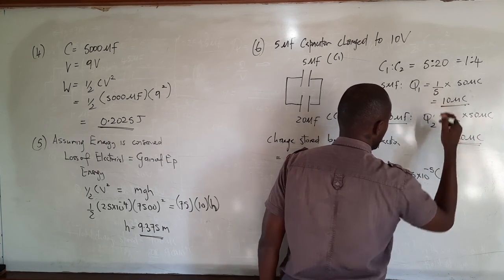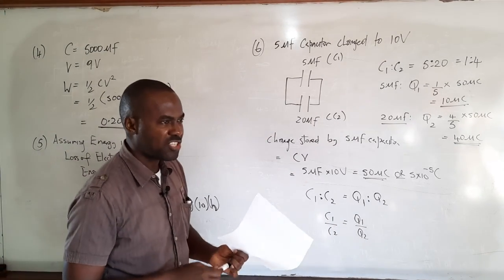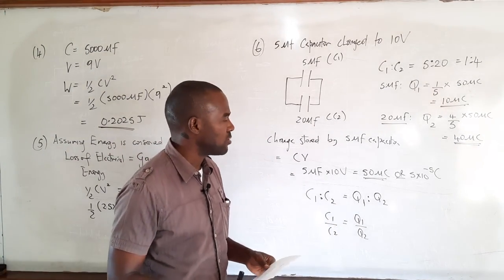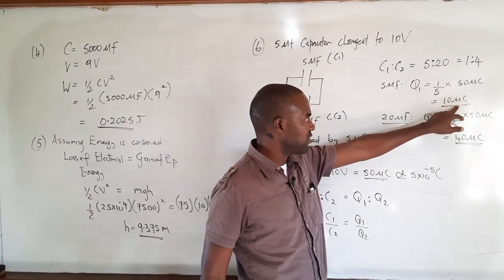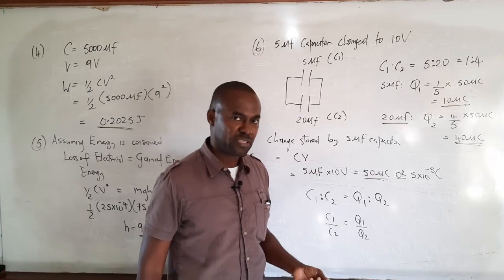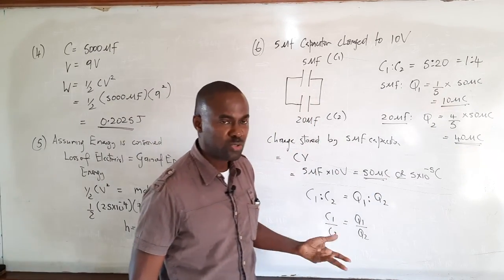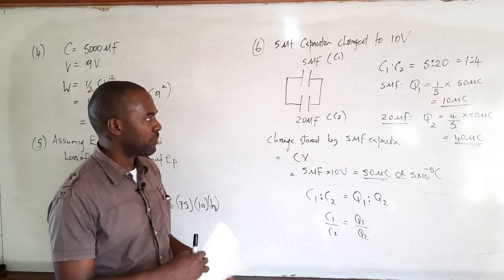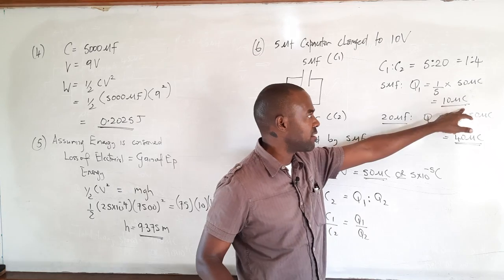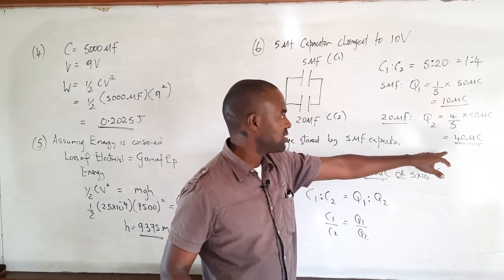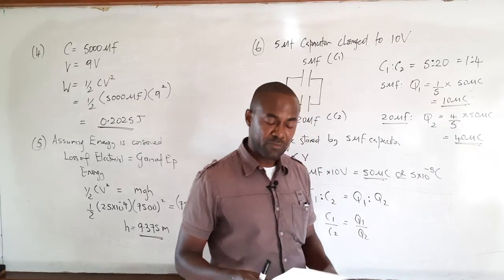So therefore, what this means is that the 5 microfarad capacitor, after discharging across the 20 microfarad capacitor, will only store a fifth of the charge, whereas the 20 microfarad capacitor will store 4/5 of the charge that was initially stored by the 5 microfarad capacitor. And of course, 10 microcoulombs is the same thing as 1 times 10 to the minus 5 coulombs, and 40 microcoulombs is the same thing as 4 times 10 to the minus 5 coulombs.